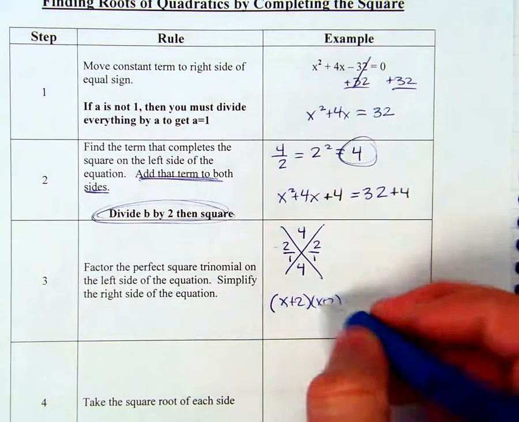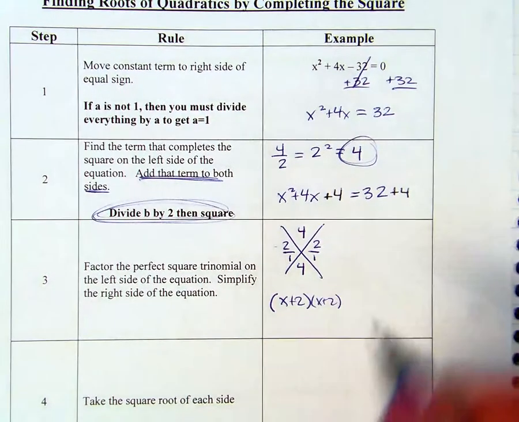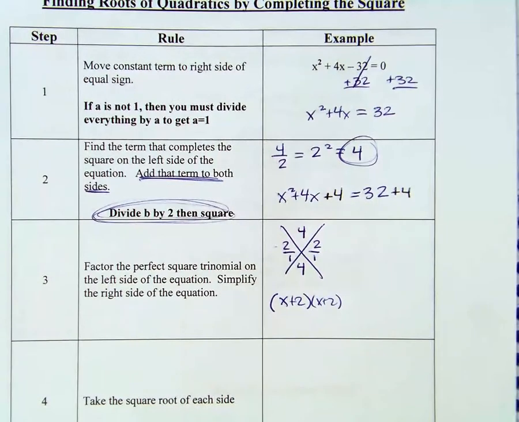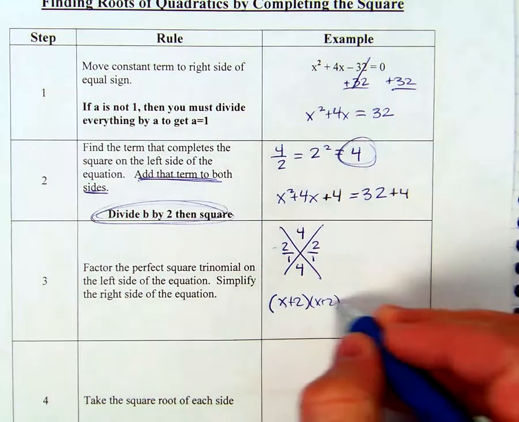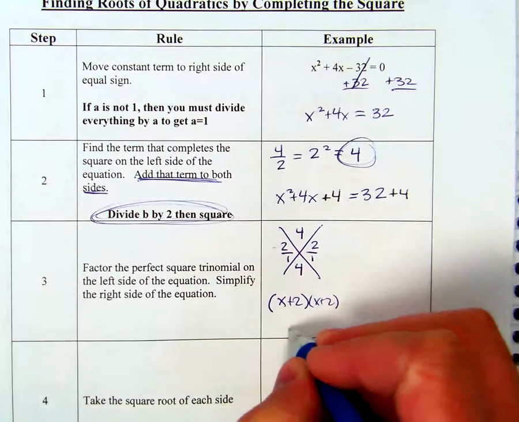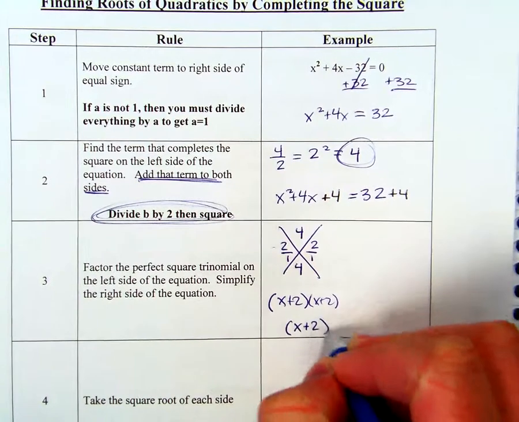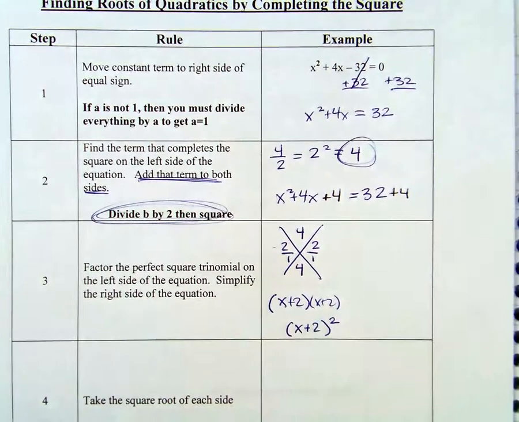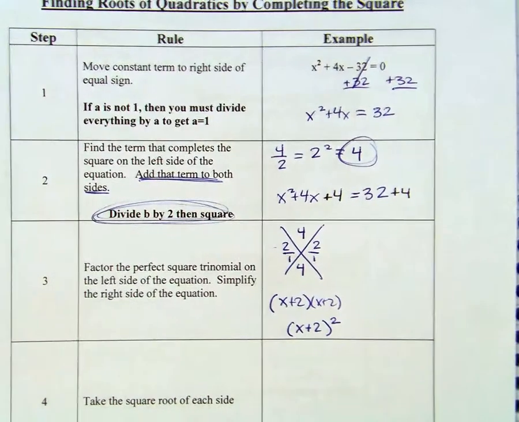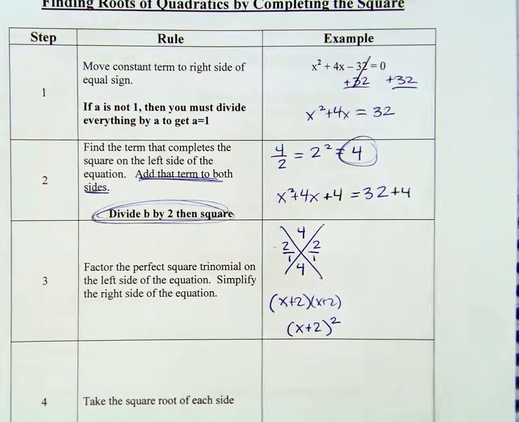Alright? So in this case, we got x plus 2 times x plus 2. But when something is multiplied by itself, what do we call that? Squared, right? It's something squared. So we're not going to write it like this. We're going to write it like this. We're going to say x plus 2 times x plus 2 is x plus 2 squared. Hopefully everybody agrees that's the exact same thing.